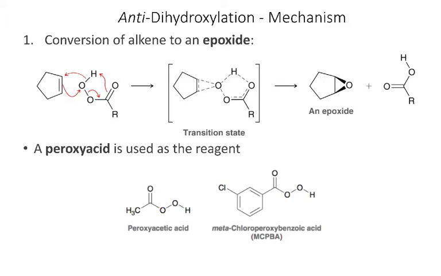Okay, in anti-dihydroxylation, we're going to use a peroxy acid as our reagent. And the peroxy acid, right, we have two oxygens bonded to each other, and so this is the peroxide group, right, and then we have the H here that makes it an acid, and then we also have the double bond O here. And so this is similar to a carboxylic acid, but instead of just being an OH, we have this peroxide. And so when we use this peroxy acid as our reagent, we form an epoxide as an intermediate.